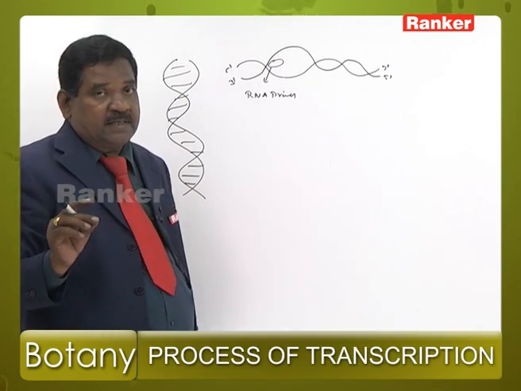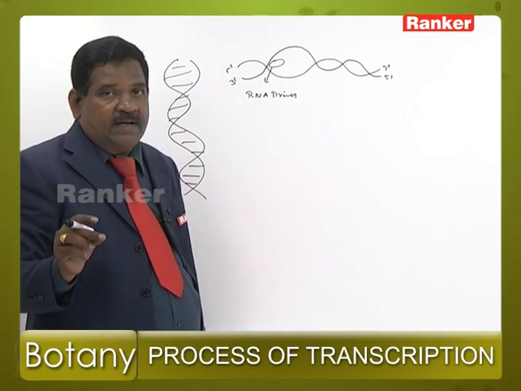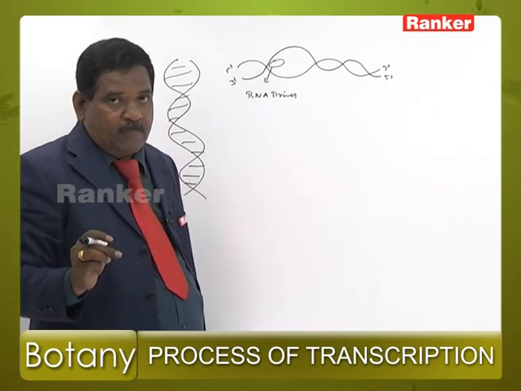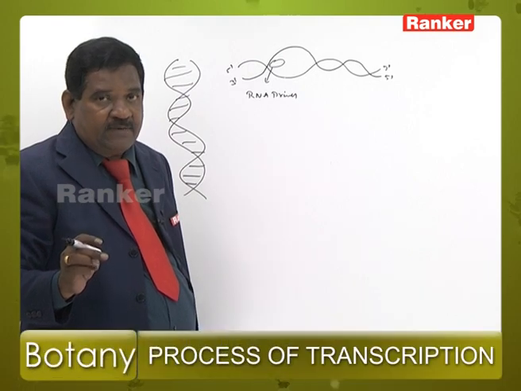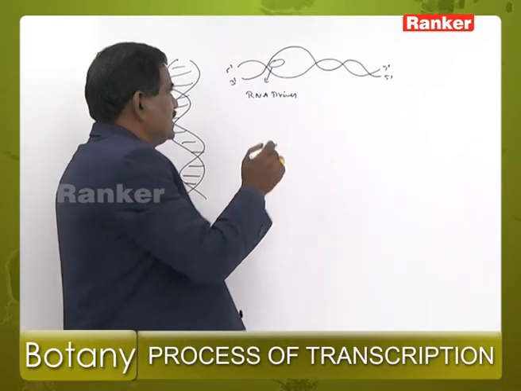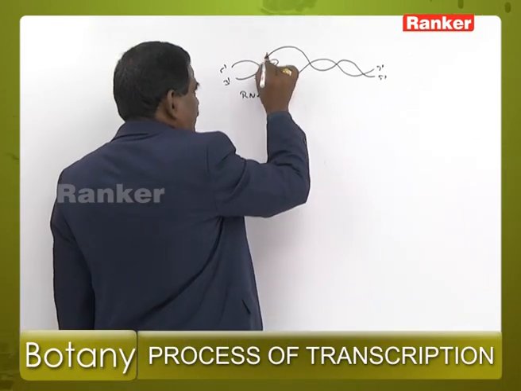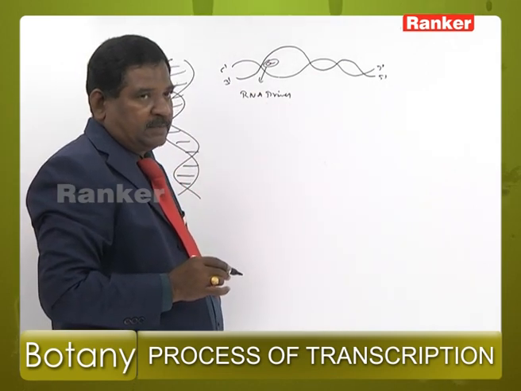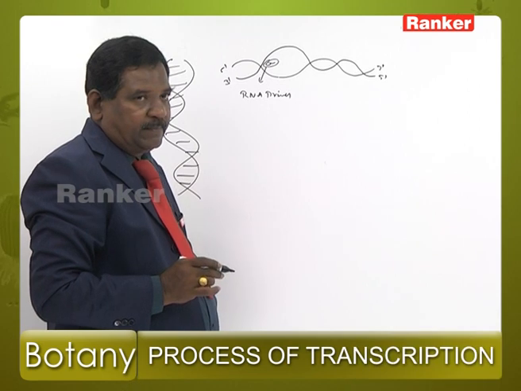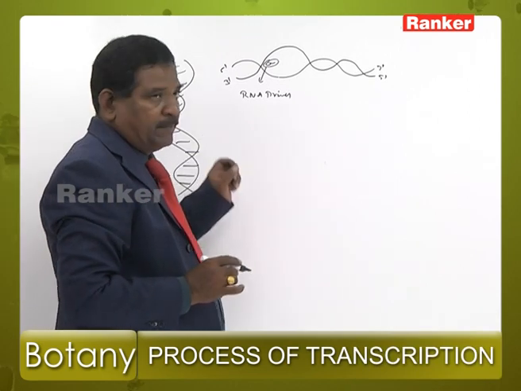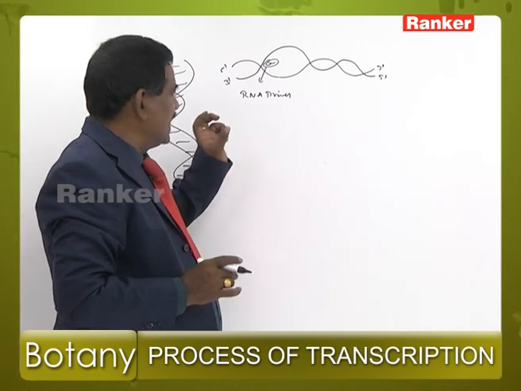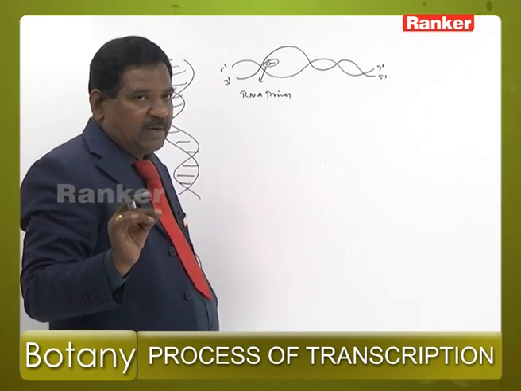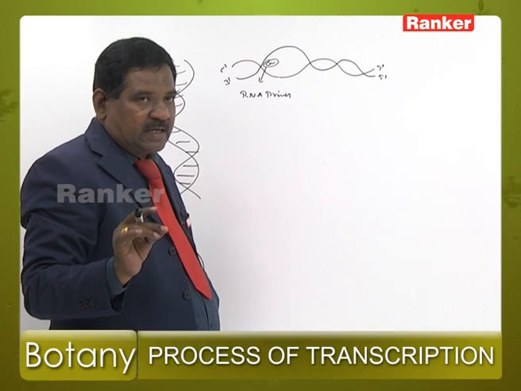The DNA dependent RNA polymerase attaches to the RNA primer. For this initiation, a factor is required, that is sigma factor. The RNA primer is essential for the attachment of RNA polymerase; it provides the anchorage for RNA polymerase.